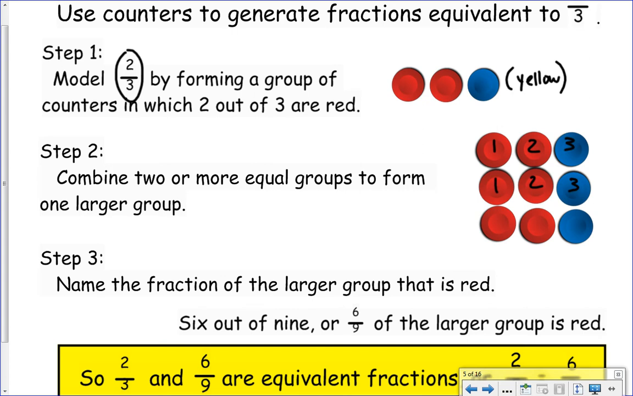And then I'm going to get 2 more red counters out and 1 more yellow counter out. So now I have 3 sets of 2 red counters and 1 yellow counter. That is going to give us an equivalent fraction.